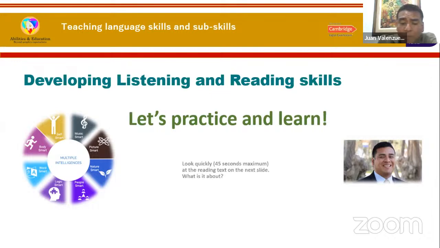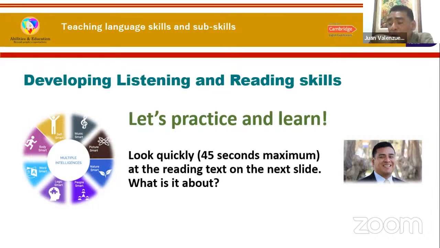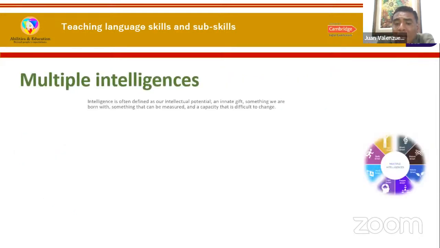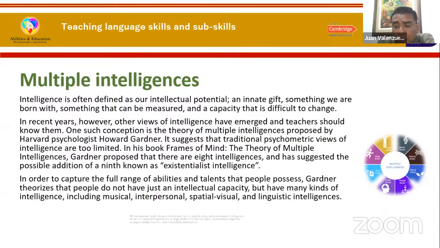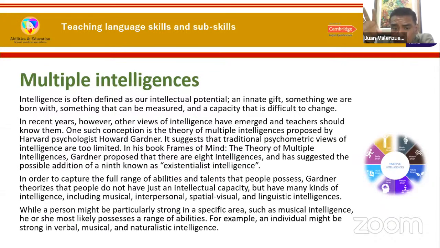Okay, now you are going to read about multiple intelligences, okay? I'm giving you 45 seconds only, so you have to be fast. I want you to read quickly. I want you to read fast and tell me what the text is about, okay? Here is the text. I am already displaying the slide with the text. I want you to read the text. You have only, remember, 45 seconds starting now.